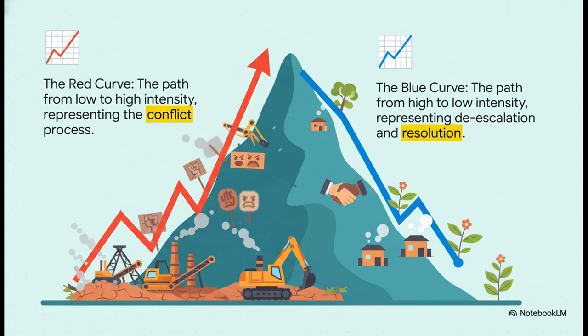The best way to think about this is like a story with 2 parts. The red curve, that's the story of escalation. It's how small tensions build up and spiral into a massive crisis. Then you have the blue curve. That's the opposite story. It's that really tough journey of de-escalation, of starting to talk and finding a way back to stability. To get the whole picture, you've got to understand both.